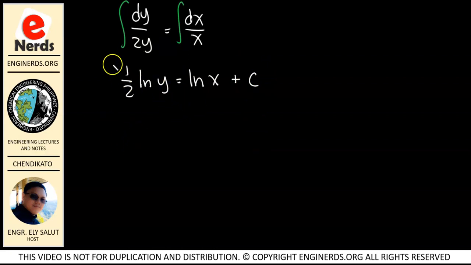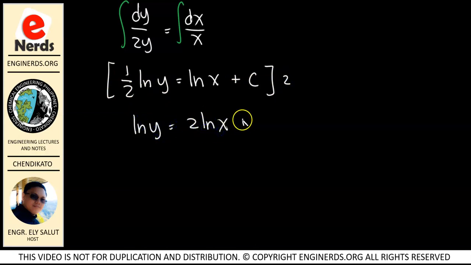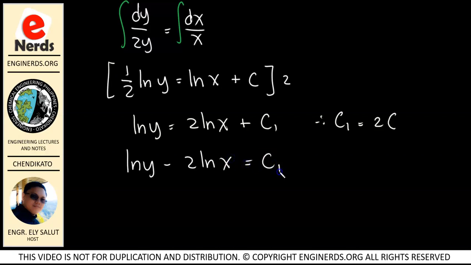Okay, so now, I'm going to simplify this. I'm going to multiply lahat ng ating terms by 2 para mawala itong denominator natin dito. So, I will have ln y is equal to 2 ln x plus c1, okay, where c1 is equal to 2c. Okay, so yan yung mga ginagawa natin kanina, nag-a-assign tayo ng bagong value ng ating arbitrary constant. Okay, so now I'm going to transpose itong 2 ln x sa left side ng equation. I will have ln y minus 2 ln x is equal to c1.